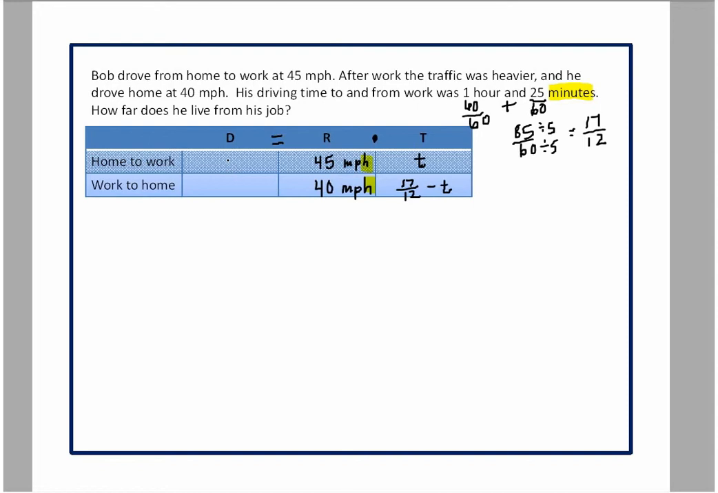Now as for the distance, we know that it's the same distance to work and from work. So I'm going to write distance as d. So I have my equations. d equals 45 times t, and then the second one is d equals 40 times this, and since this is a binomial, 17/12 minus t, let's put parentheses. So those are my two equations. Let me rewrite that.